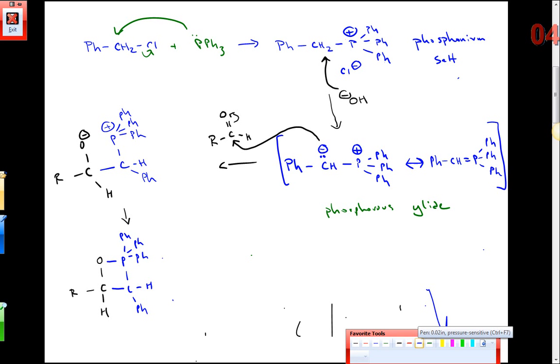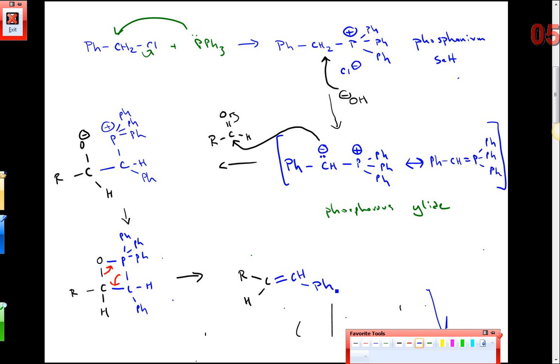Now, it turns out that phosphorus-oxygen bonds tend to be very strong. So simultaneously, 2 things are going to happen. One, the oxygen is going to pull this pair of electrons up here to form a double bond. And then 2, the other bond is going to come down to form a double bond to the carbon. So when it's all done, what we end up with is something that looks like this. We end up with an RCH bonded to a CH with our phenyl.